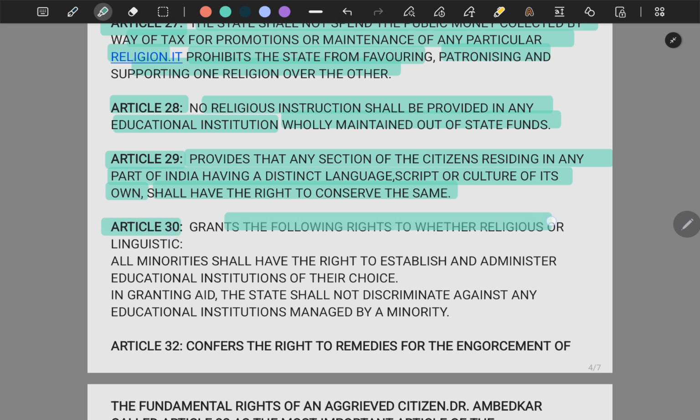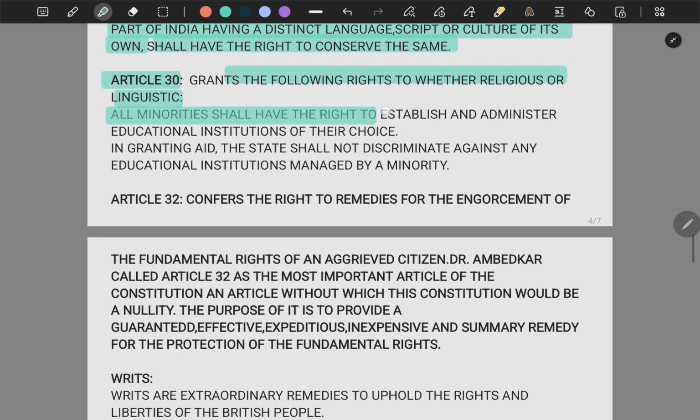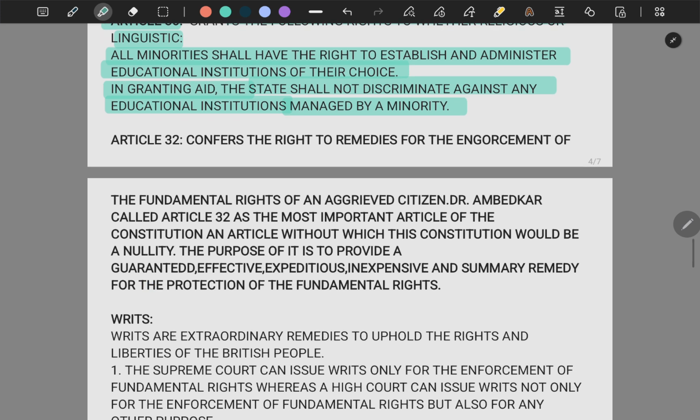It grants the following rights to minorities, whether religious or linguistic. Okay, so all minorities shall have the right to establish and administer educational institutions of their choice. In granting aid, the state shall not discriminate against any educational institution managed by a minority. It's good. Now, Article 32. It confers the right to remedies for the enforcement of the fundamental rights of an aggrieved citizen.